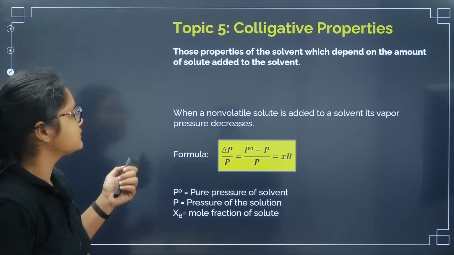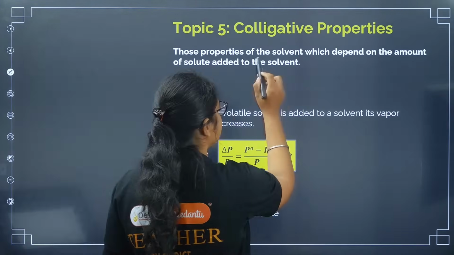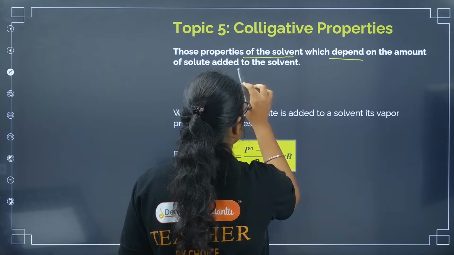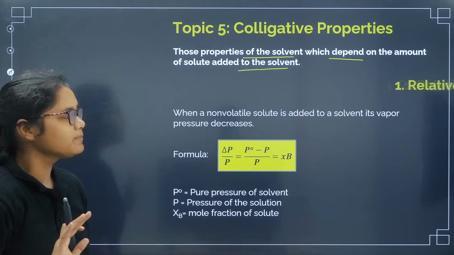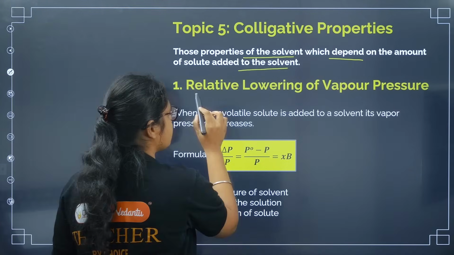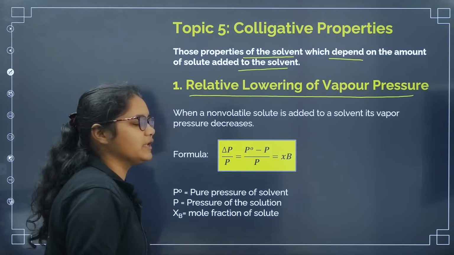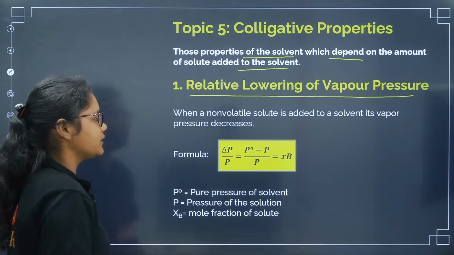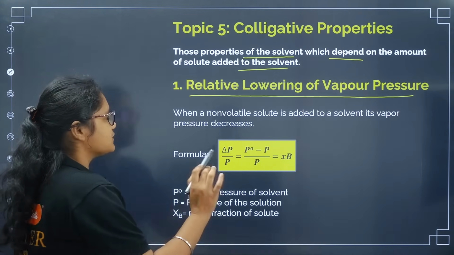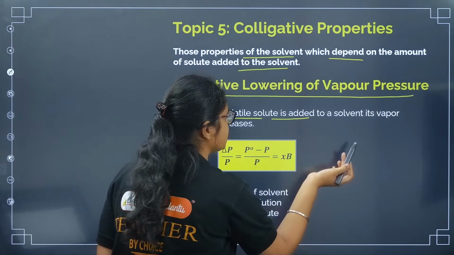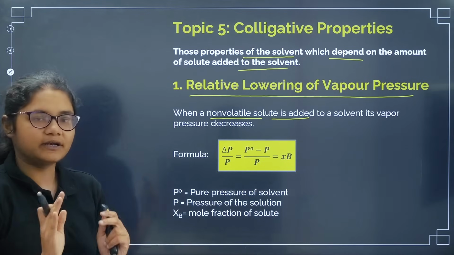Now coming to the next one, colligative properties. So first, what are colligative properties? The properties of the solvent which depend on the amount of solute added. So what is our first colligative property? That is relative lowering of vapor pressure. What is the formula here? Only the formula you will remember. What is the concept? When a non-volatile solute is added, the vapor pressure decreases.